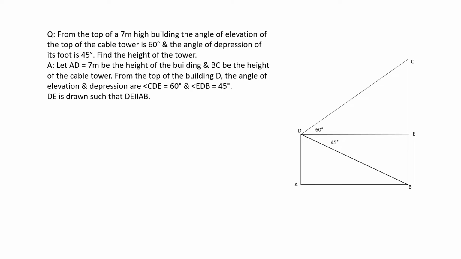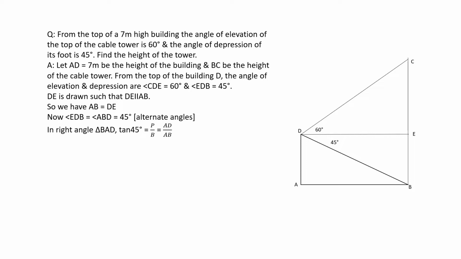Now D is drawn, so DE is parallel to AB, so we can write AB equals DE. Now angle EDB equals angle ABD, which equals 45 degrees, because they are alternate angles. Now in right angle triangle BAD, tan 45 degree equals P by B, or it equals AD by AB. Now putting the values, 1 equals 7 by AB, or AB equals 7 meter. Let this be the first equation.